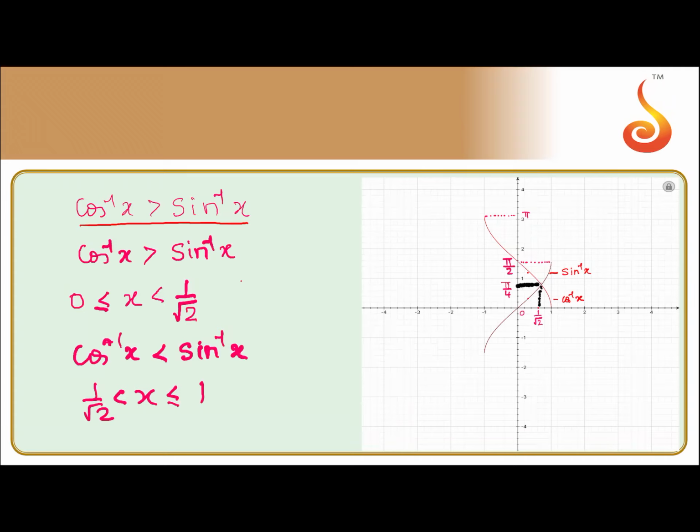Whenever x lies between closed 0 to open 1 by root 2. In this case, cos inverse x is less than sin inverse x for open 1 by root 2 to closed 1. So these are the very, very important graphs which are linked to lecture 1 and lecture 2.